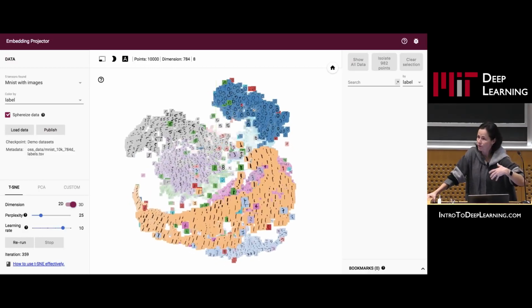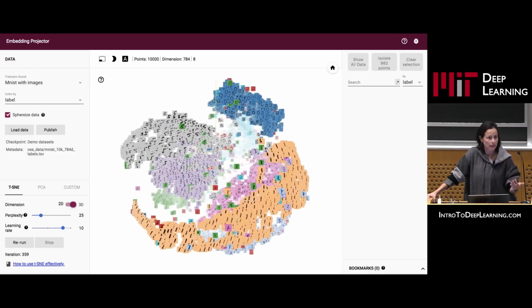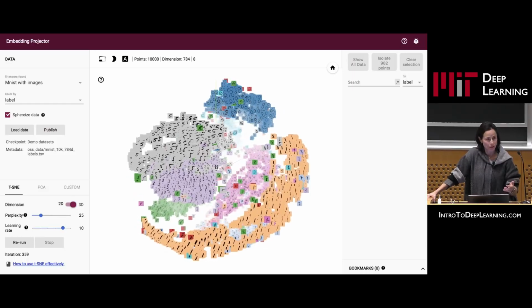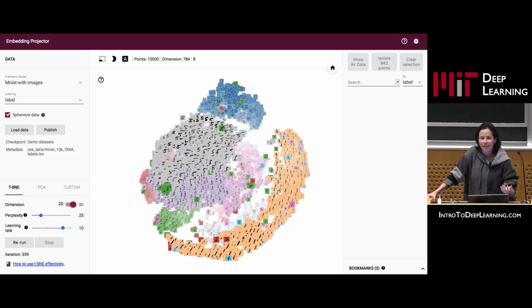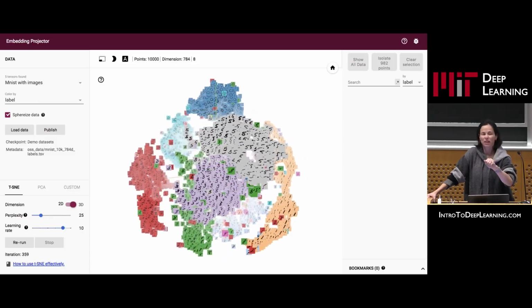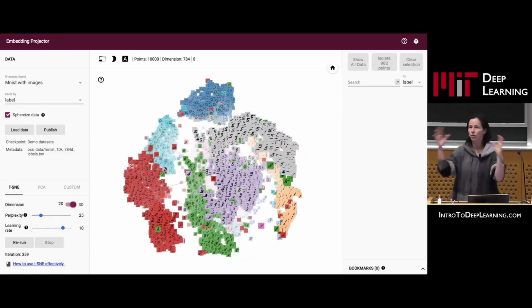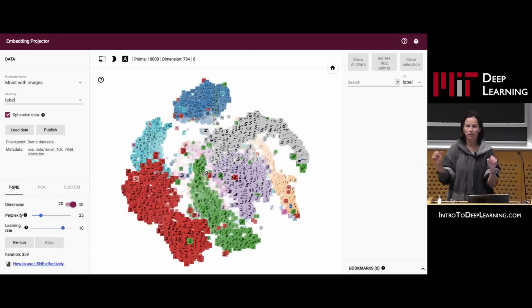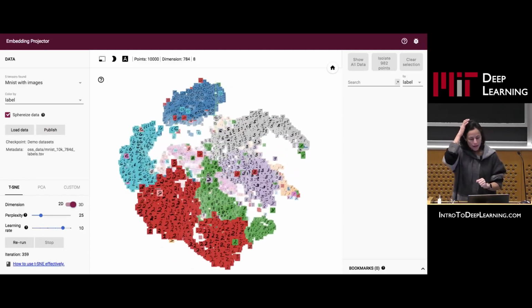And the projection I'm using here is t-SNE. It's a nonlinear projection. It does really well in keeping track of local clusters. It doesn't do very well at all in understanding the global structure of things, but locally, it's very good.